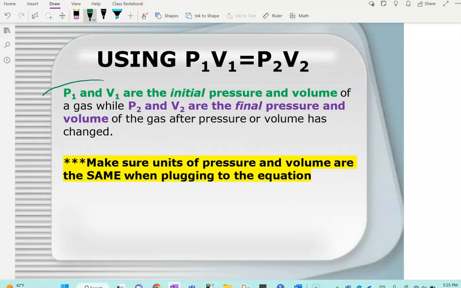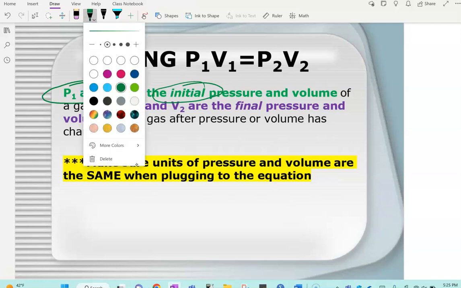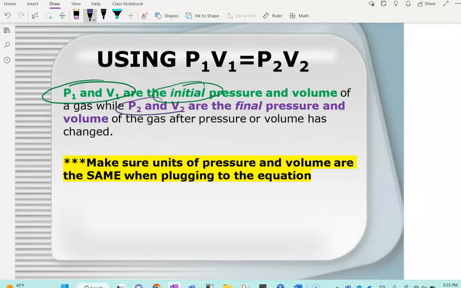So, like I said, P1 and V1 will be your initial conditions, your initial pressure and volume. What is the pressure and volume that you are starting with? And then P2 and V2 will be the final pressure and volume after there has been some type of change in the conditions. So essentially we're using this law to predict the final conditions, or it could also be used to predict what the initial conditions were.